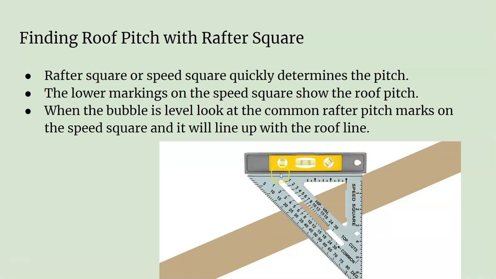And so you put the level on top of the speed square, and then you raise your speed square until the level bubble is level. And then you look down, all right, here, and you would see this would be a 5/12 pitch because the 5 is nearest this edge. And that's all you gotta do to find it. This right here is your common rafter pitch, and that's what you would use. All right, so you don't want to use these numbers when you're doing this.